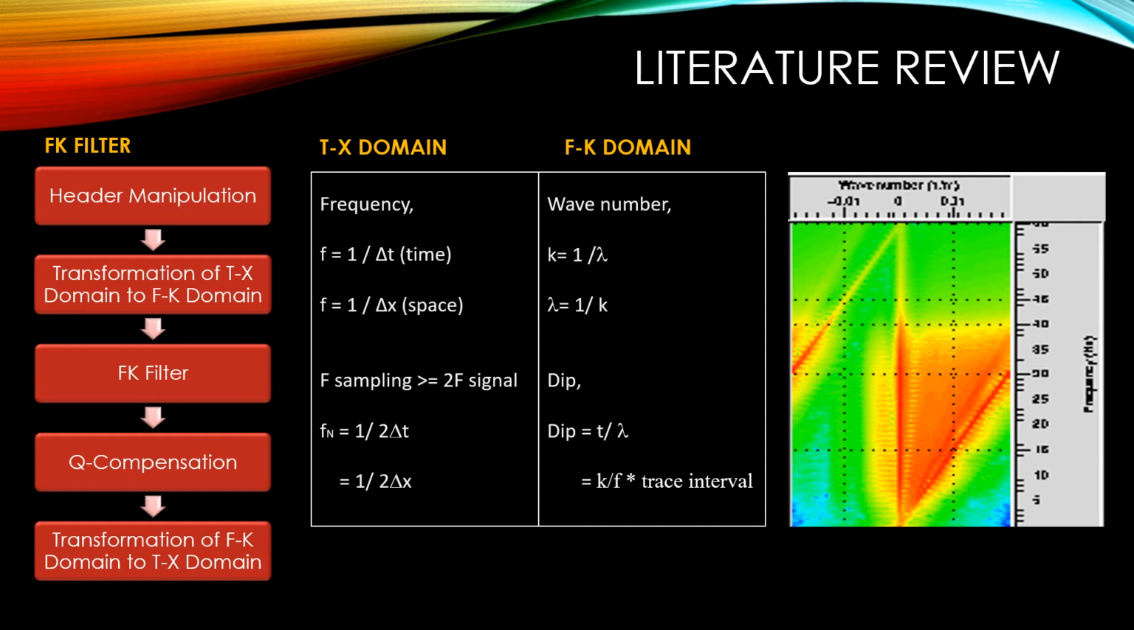Although it was more computationally expensive compared to frequency filtering, this method of FK filter allowed the elimination of the coherent noise without reducing the frequency content of the seismic data.